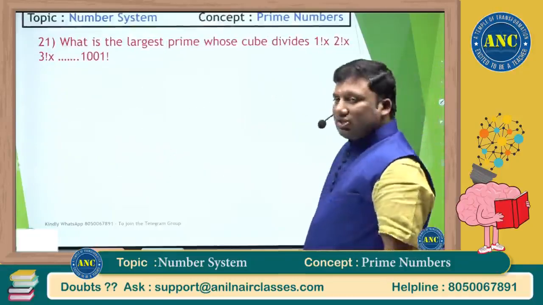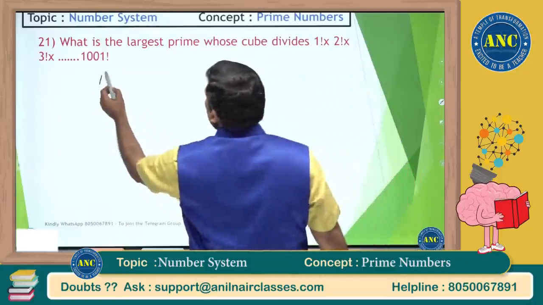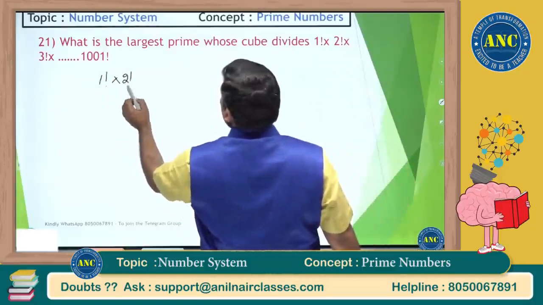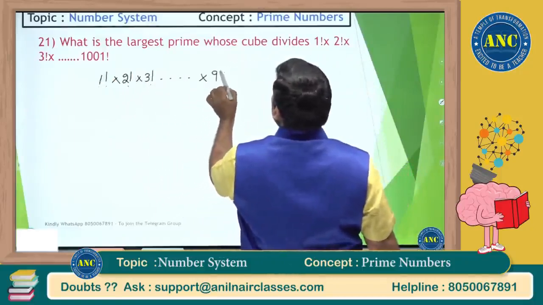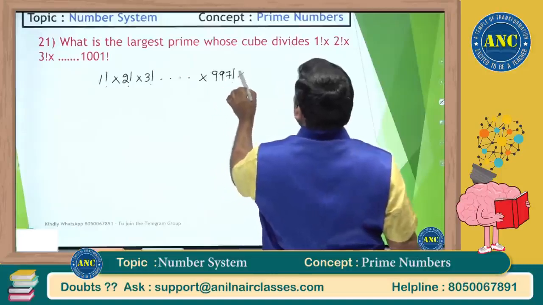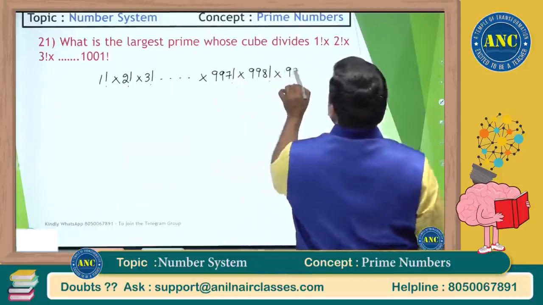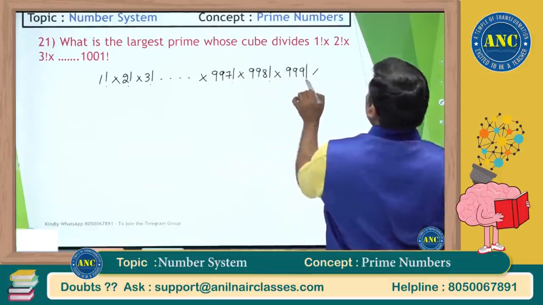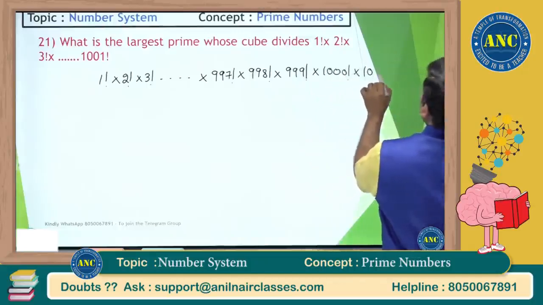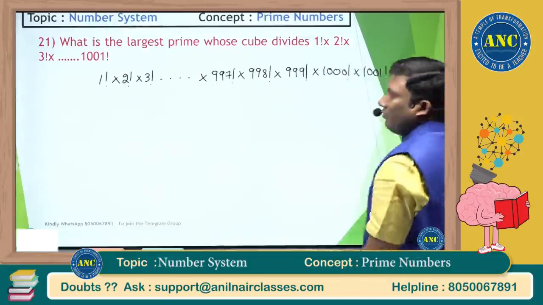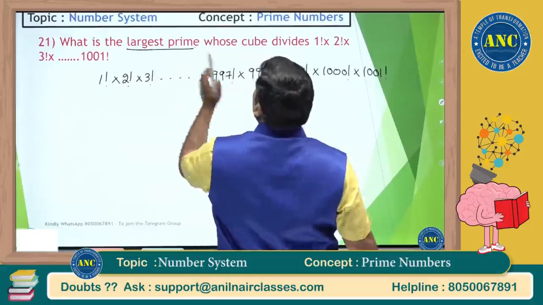What is the largest prime number whose cube divides 1 factorial into 2 factorial into 3 factorial and so on up to 997 factorial, 998 factorial, 999 factorial. Next is 1000 factorial. Next one is 1001 factorial. What is the question that he is asking? What is the largest prime number?